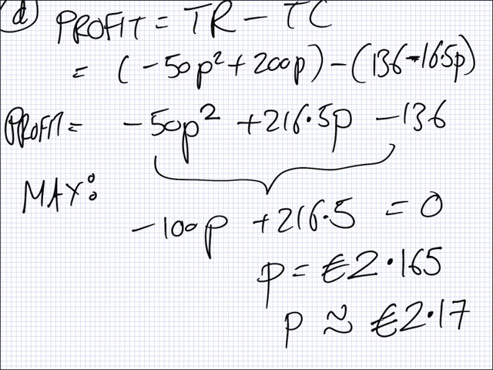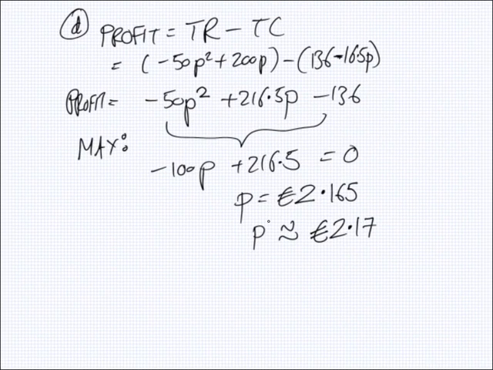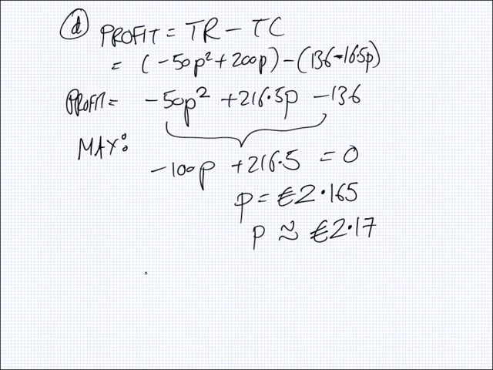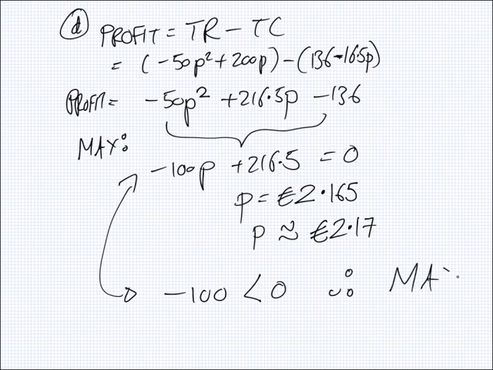Now let's confirm we found the maximum and not something stupid like the minimum profit. How can we confirm we have a maximum? Second derivative. Yeah, so if we differentiate again, we get minus 100. Well, that's it, just minus 100 if we differentiate again, which is less than 0, which is therefore a maximum.